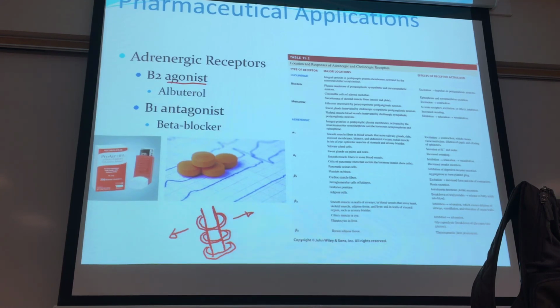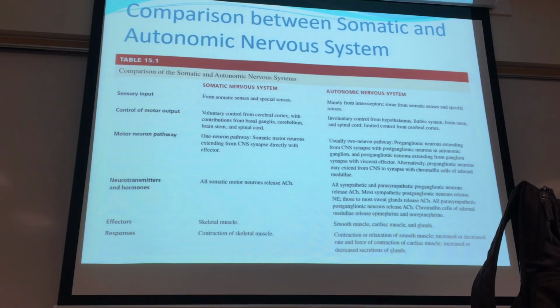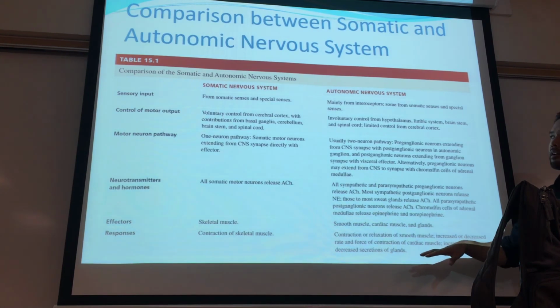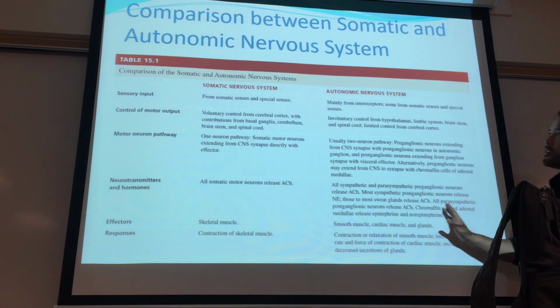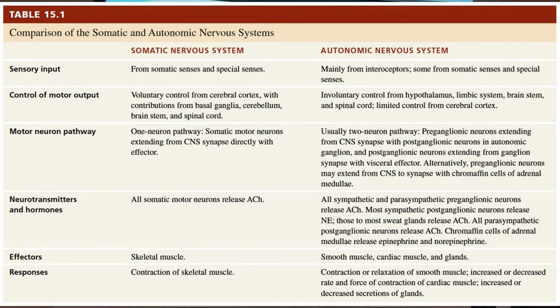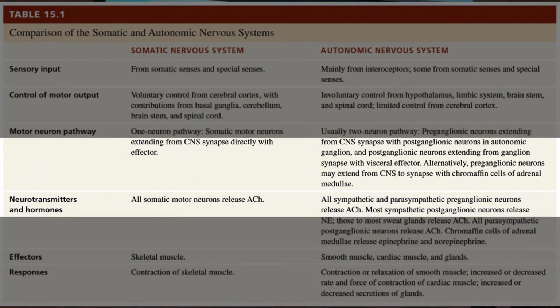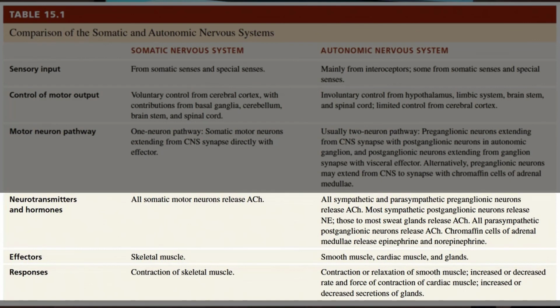So that ties in our pharmaceutical applications. The last one is to take a look at this. It's mostly text heavy. It shows you the somatic nervous system and the autonomic nervous system, and helps you compare and contrast these two, looking at where the sensory input is and the motor neuron pathway. The somatic nervous system is a 1 neuron pathway. Our autonomic is going to be a 2 neuron pathway. Also the neurotransmitters involved, their target cells, and the responses that take place afterwards.